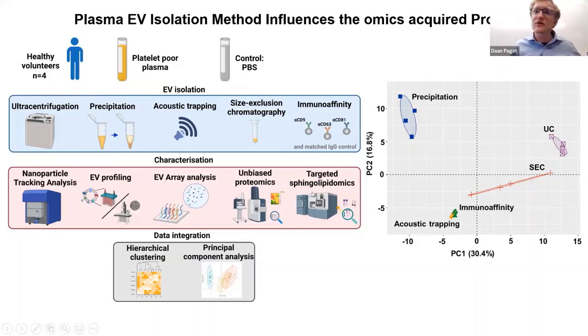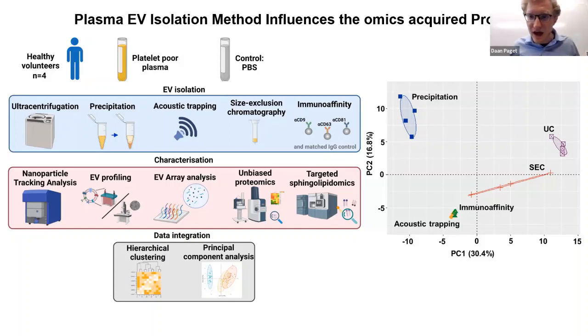Just to talk you through a principal component plot, PC1 mainly consists of proteomic data, and principal component 2 mainly consists of lipidomic data. The individual points that you see here are individual healthy volunteers, and the circles indicate the 95% confidence intervals. So great, we see that the isolation method affects the omics profile that we acquire.